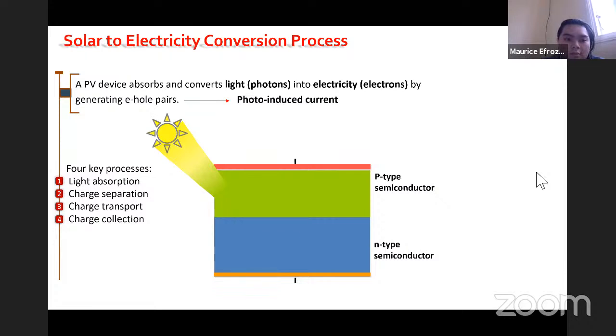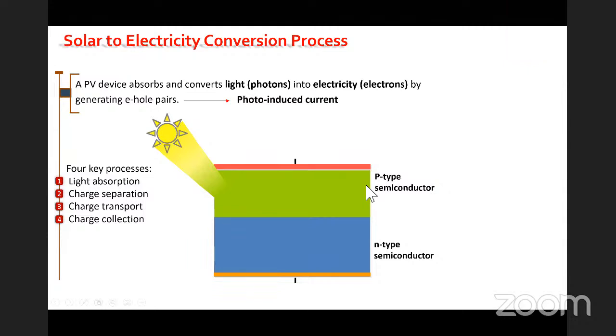Okay, so if you recall, you know the concept of band gap, right? A semiconductor has a band gap, a valence band and a conduction band. Okay, maybe let me just share a whiteboard. Can you see my whiteboard? Yes, Prof. We can see your whiteboard.